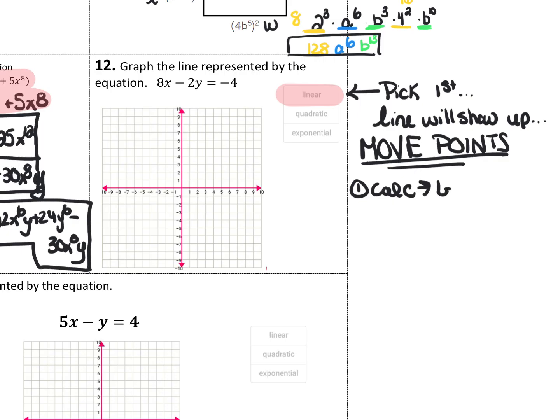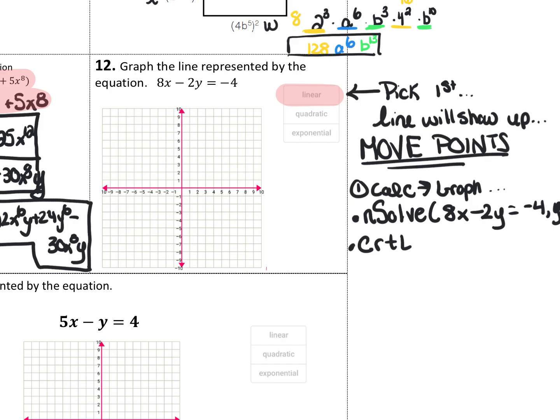And use a graph. You have to literally type the word and solve, open a parenthesis, you'll put your equation down. Remember, always comma y when you're graphing. And then once you do that and you let it graph, it'll take a second to think. You'll type control and then T, and a table will show up. And then you can get points from your table. So that's one option.